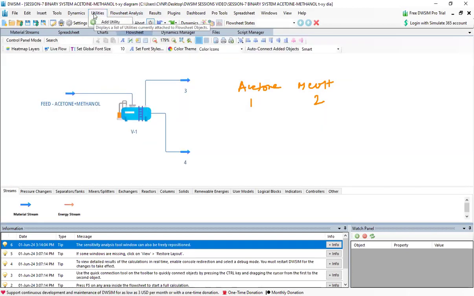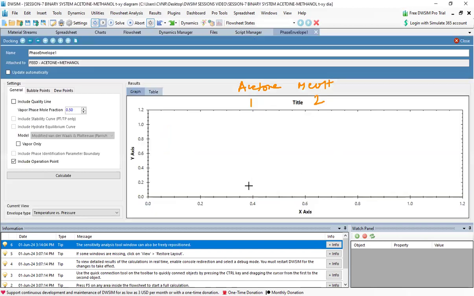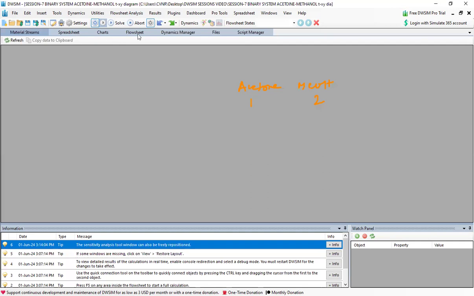I come back to the flow sheet. I go to utilities. I add material streams, or phase envelope, or binary phase envelope. We will check here. Phase envelope, if I say feed acetone, let me check whether it is possible or not. Now see, this is the y-axis and x-axis. This phase envelope is giving me other calculations. It is not letting me find Txy, but it is giving me two bound points. So let me erase this out.